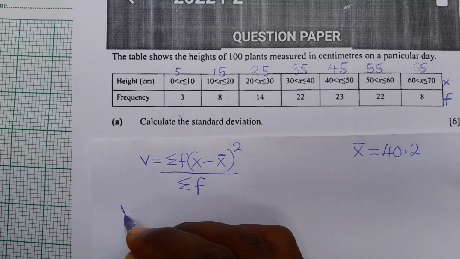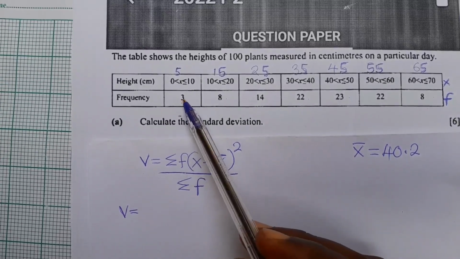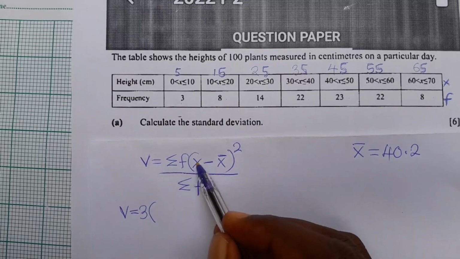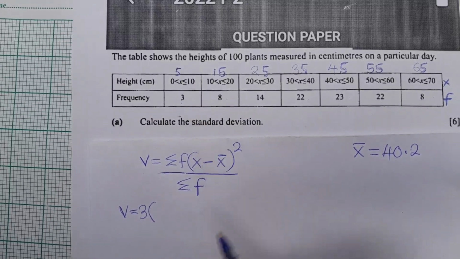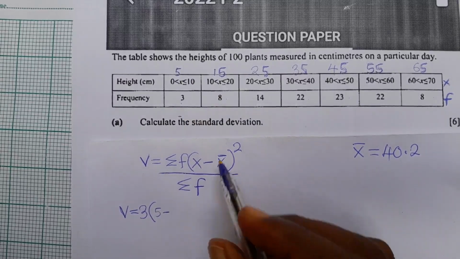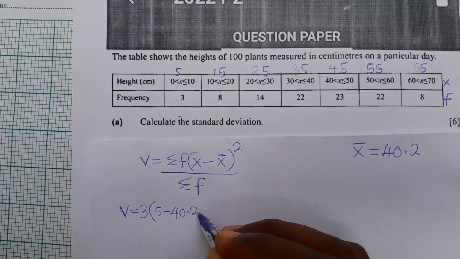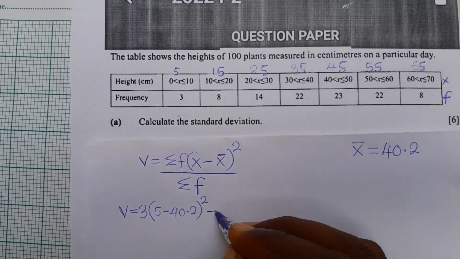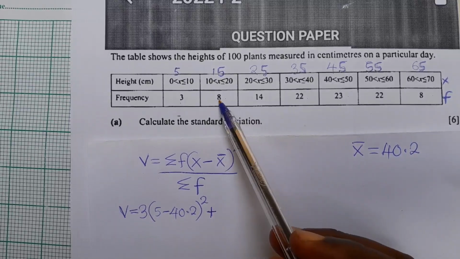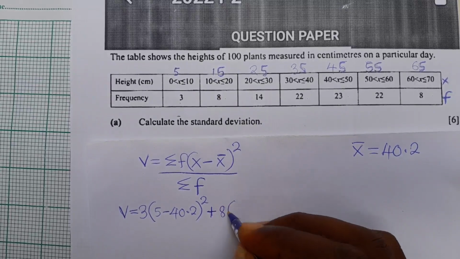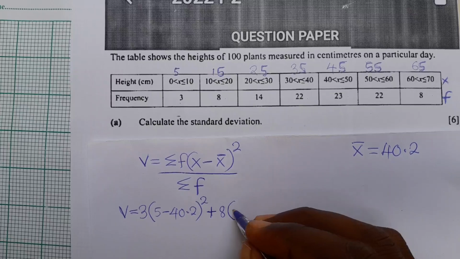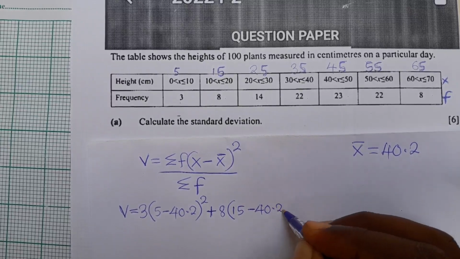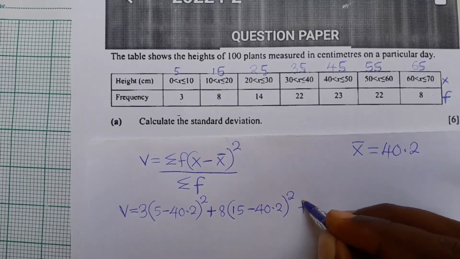So you say variance is equal to, on the first one, what is the frequency? 3. Frequency is 3, open bracket. This is x. X is the number that is on top, 5. 5 minus the mean, 40.2, and you put a square. You continue where you say plus, I move here. Frequency is 8, so I say 8, open bracket. The number on top, that is 15. So I say 15 minus the mean 40.2, squared.